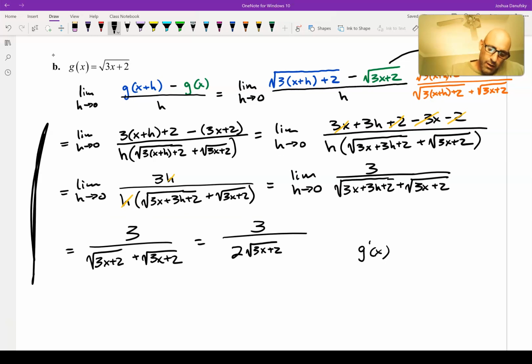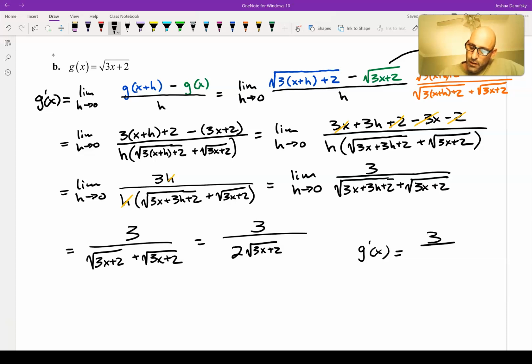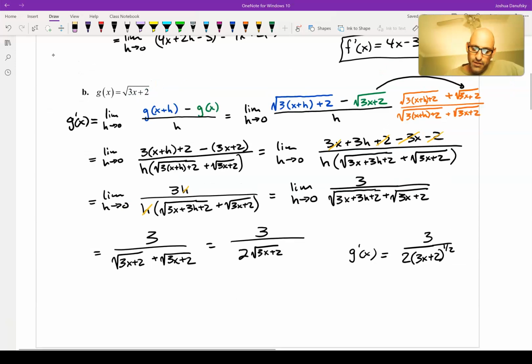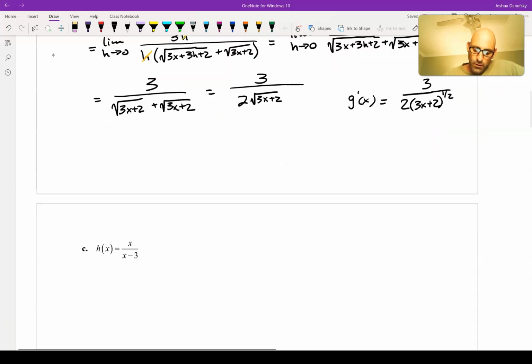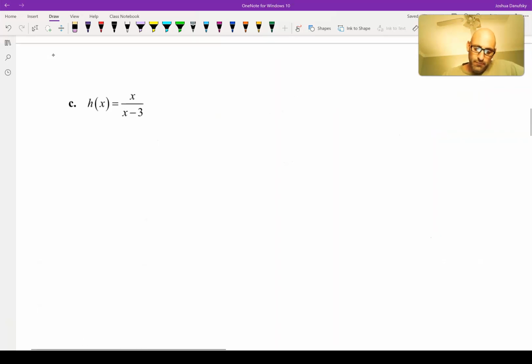Here, come back over here for a moment. I really should have put g prime of x like that. Anyway, g prime of x is equal to 3 over, and remember you can write this with a half exponent if you want. I'm going to do that just to remind you of that. Square roots can be written with half exponents. We'll be doing that a lot in the weeks to come, like that. And either way you want to write the answer in this case is fine. So there's that. Let's go ahead and look at 2 more of these.